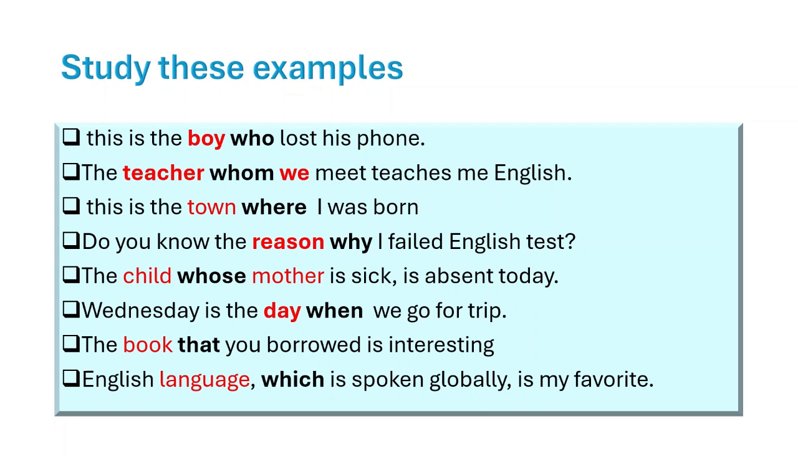English language, which is spoken globally, is my favorite. Which introduces or shows the thing, but it acts as non-restrictive. It means that it is not essential in this sentence, and if that clause is removed, the sentence will still be meaningful. English language is my favorite subject. Yes, correct and makes sense. But if we say English, which is spoken globally, is my favorite, it is non-restrictive because it adds more information about the already known noun. Great. This is how these relative pronouns are used.